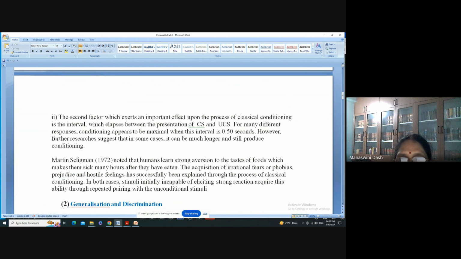And from many different experiments, it has been found that conditioning is maximal when the interval is 0.50 seconds, interval between the CS and the UCS. Presentation of CS and presentation of UCS are 0.50 seconds apart in time.